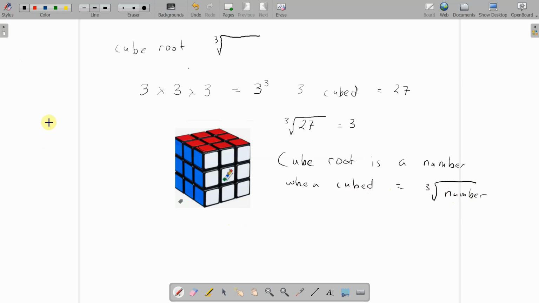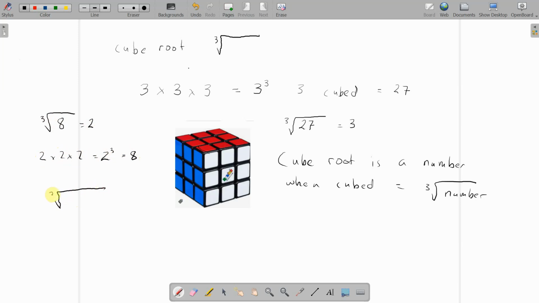Some examples. A cube root of 8 equals 2, because 2 times 2 times 2, or 2 to the power of 3, or 2 cubed, equals 8. 2 times 2 is 4, times 2 is 8. So the cube root of 8 is 2. One more.